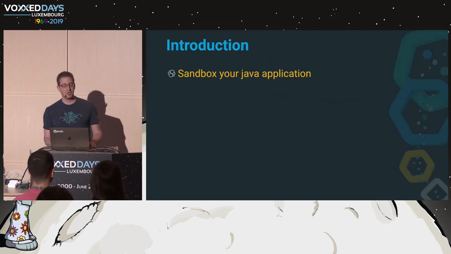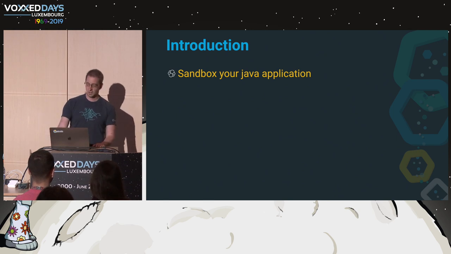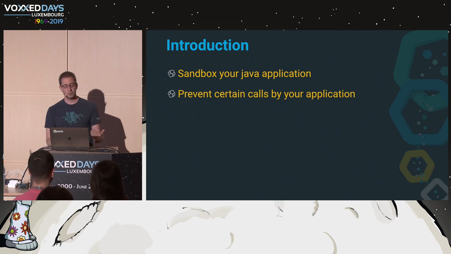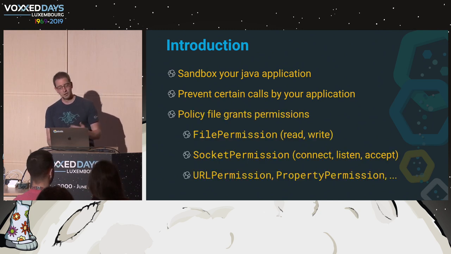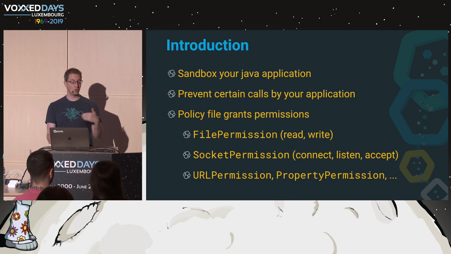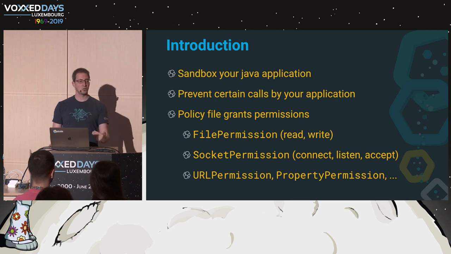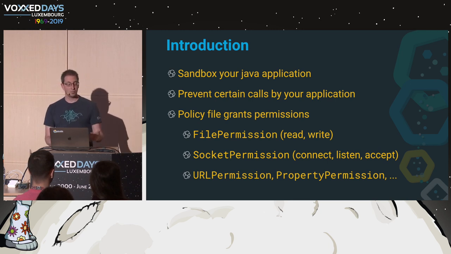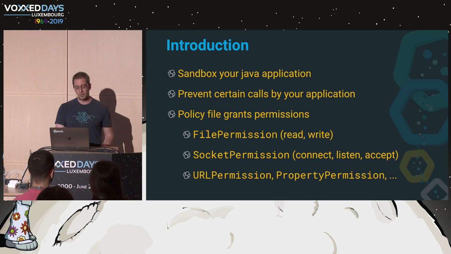The Security Manager basically allows you to sandbox your Java application. So what you basically do is you can configure your Java application to prevent certain calls, right? You can prevent opening files. You can prevent writing files. You can prevent opening a socket or listening to a socket. You can also prevent opening certain URLs or system properties, anything like that.